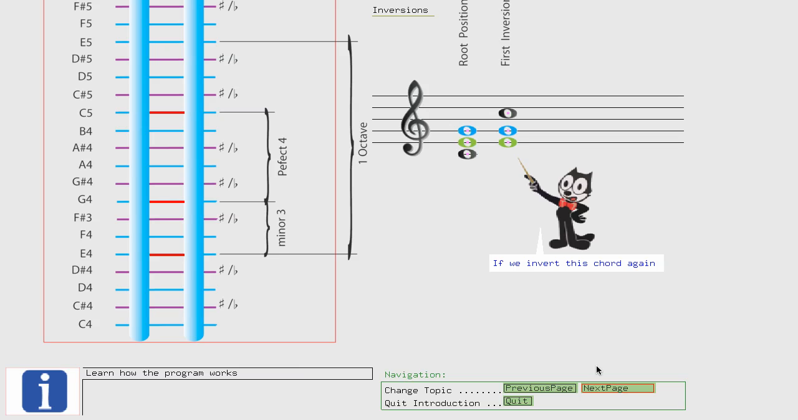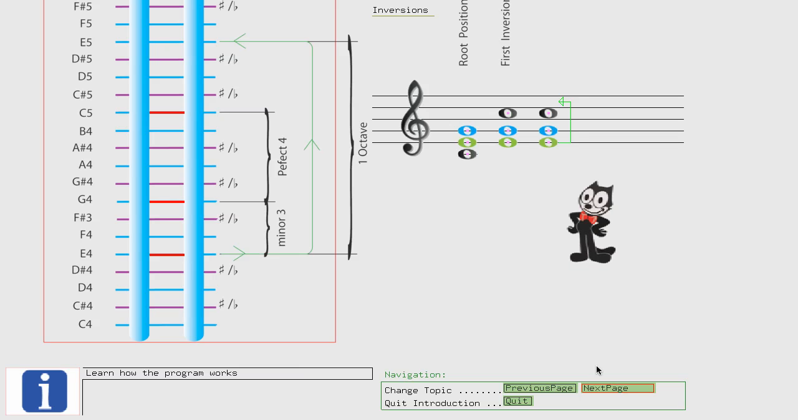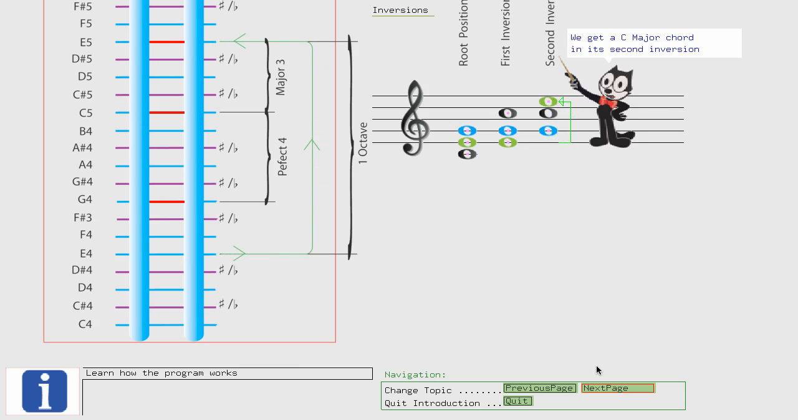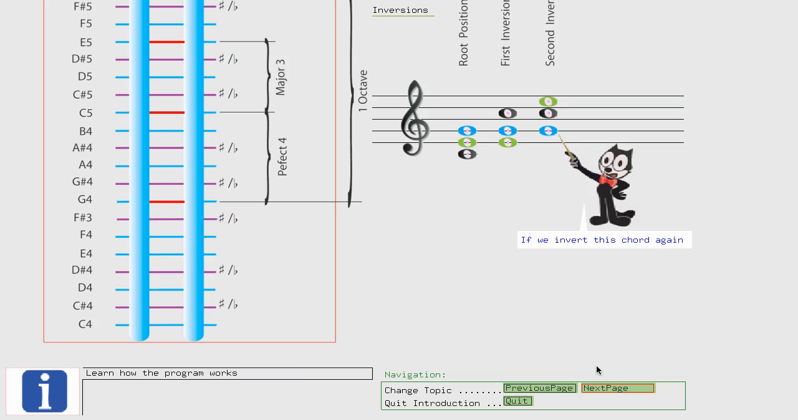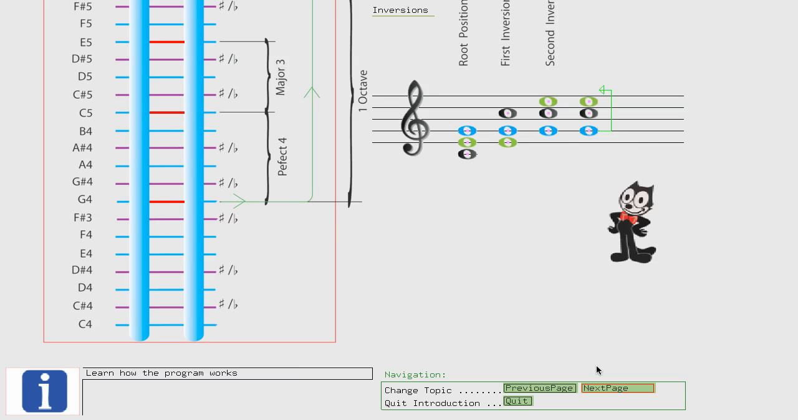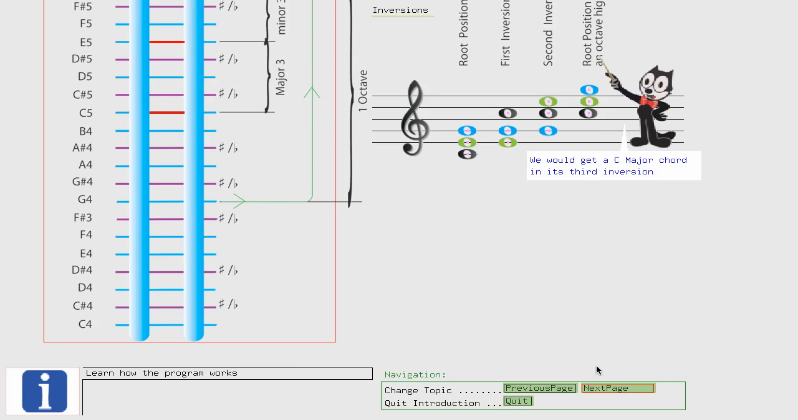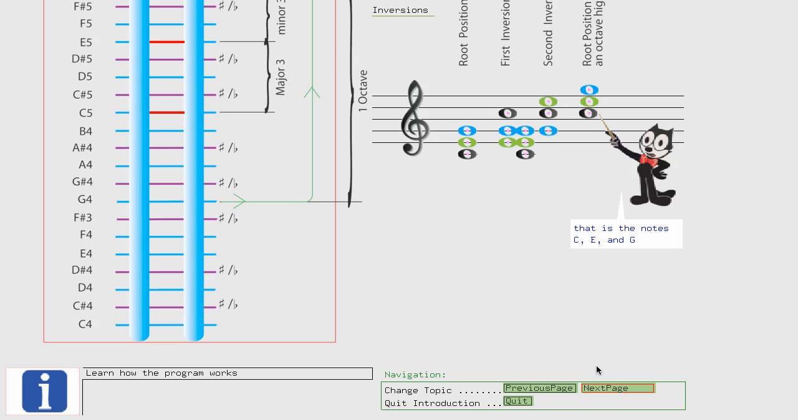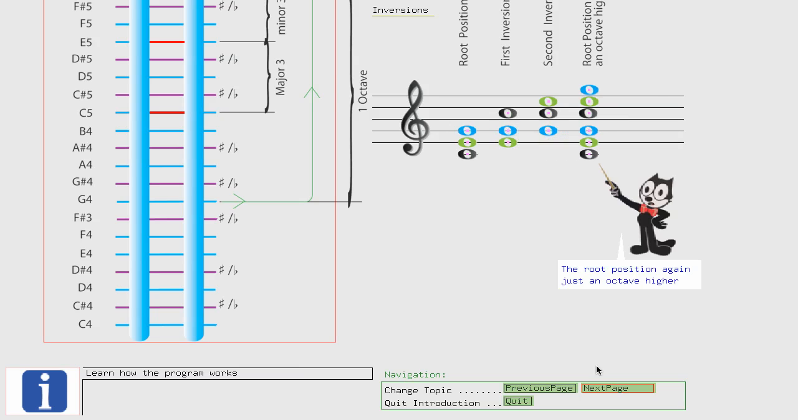If we invert this chord again, we get a C major chord in its second inversion. If we invert this chord again, we would get a C major chord in its third inversion. However, we get the same pattern that we had at the beginning. That is, the notes C, E and G. The root position again, just an octave higher.